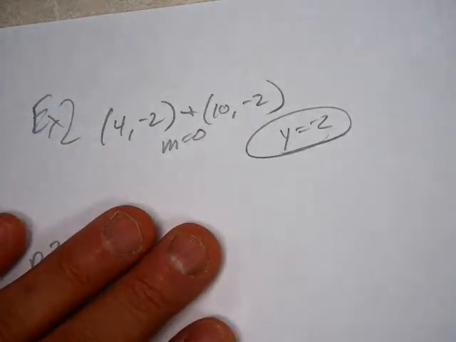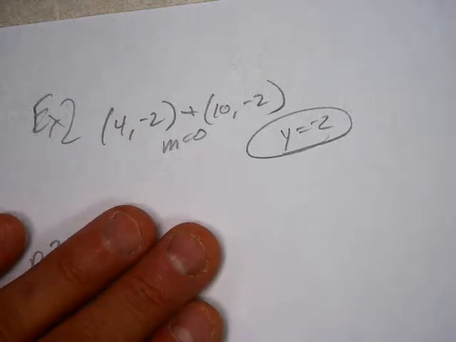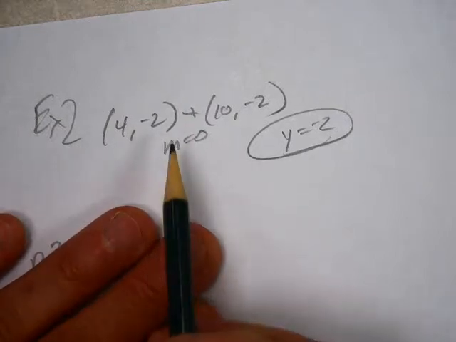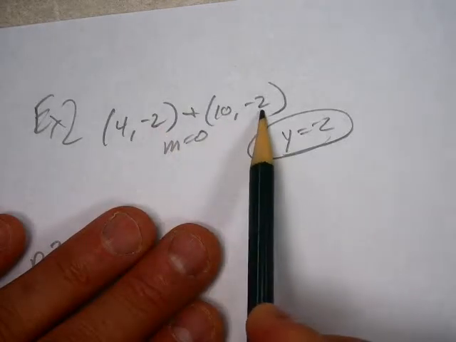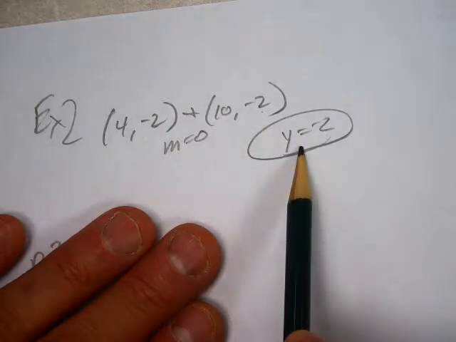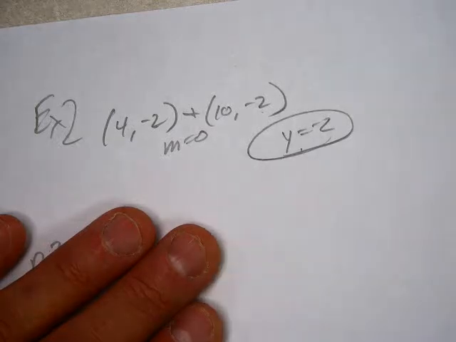You would plug in either 4, negative 2 or 10, negative 2 into y equals mx plus b, but what's our gut tell us? If it's a horizontal line, y is always negative 2 in this case. My y is negative 2, my y is negative 2, so my y always has to be negative 2. That's what my equation is.